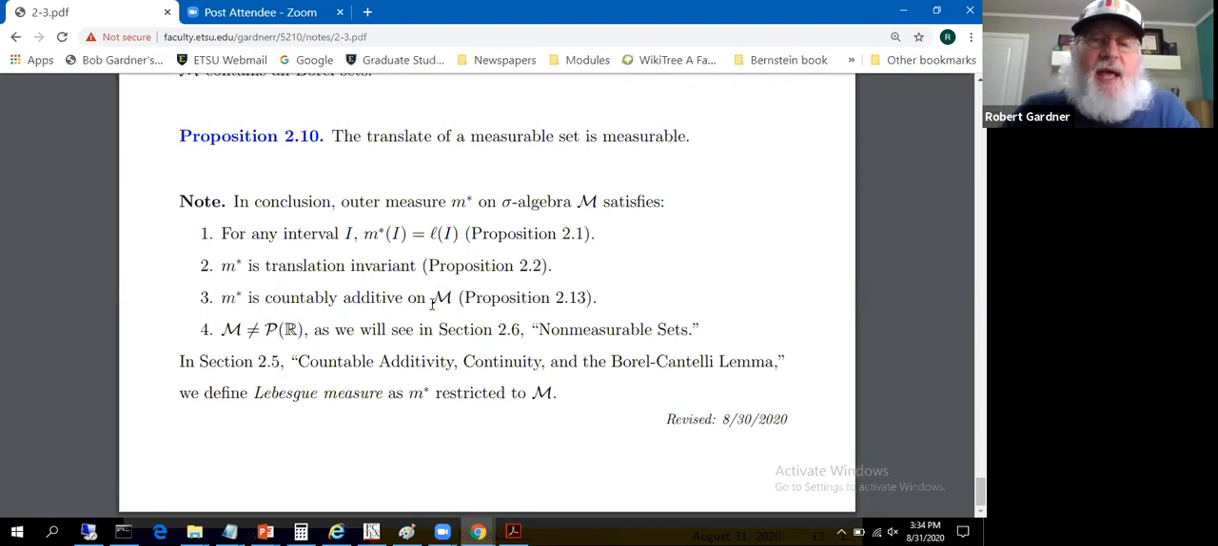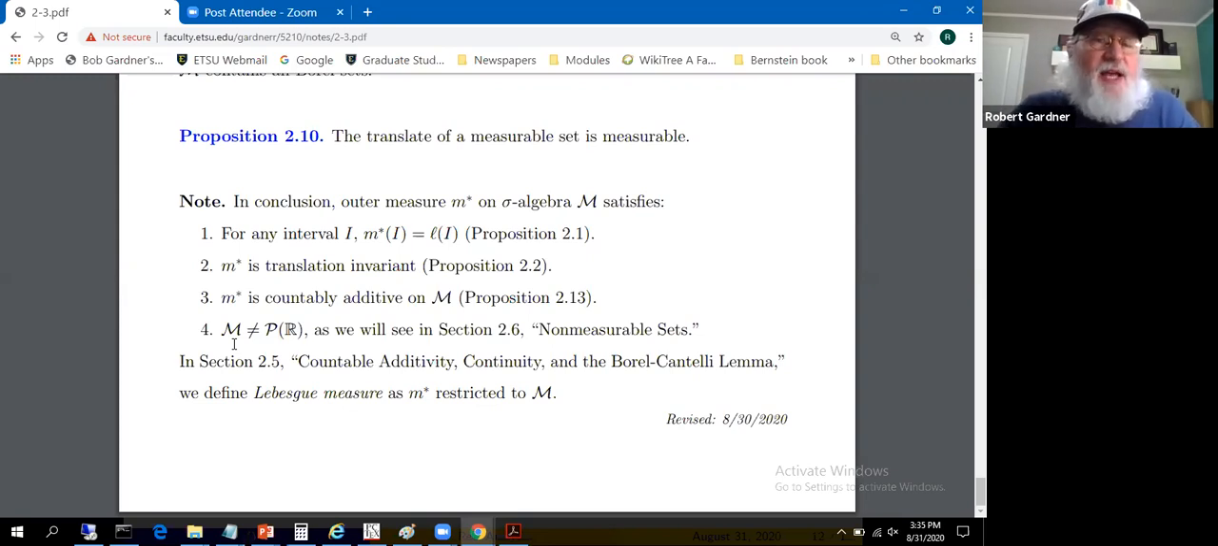M star is countably additive on calligraphy M. That was the thing we borrowed from section 2.5. Proposition 2.13 tells us that we've got countable additivity on this collection of measurable sets. So 1, 2, and 3, excellent. That's what we wanted. Part 4, this is not what we wanted. We wanted our measure to be defined on the power set of the reals. The measure we're going to use is only going to be defined on calligraphy M.